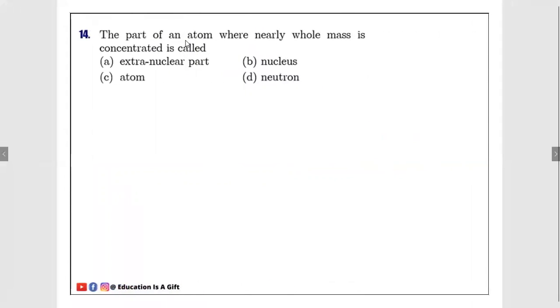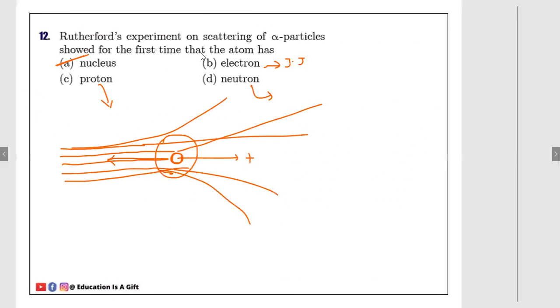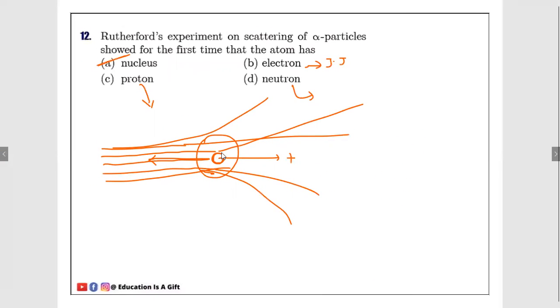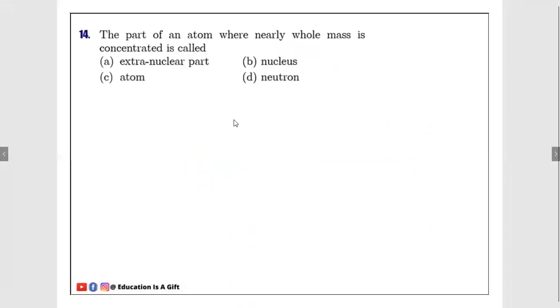The part of an atom where nearly whole mass is concentrated. Here we have already discussed, according to Rutherford, the total mass of the atom is concentrated at the center, and he named that center as nucleus. So the part of an atom where nearly whole mass is concentrated is called extranuclear part? No. Nucleus, yes. Neutron, no. Atom, no. Answer is B, nucleus.